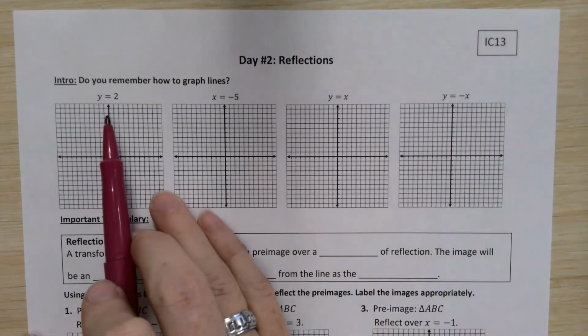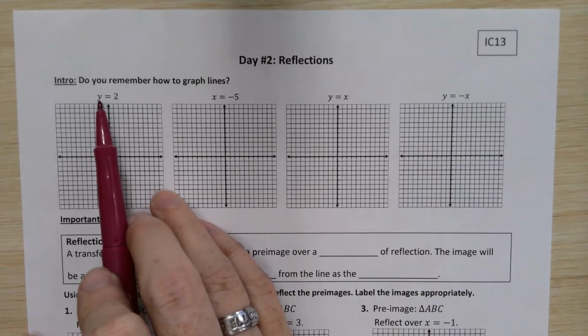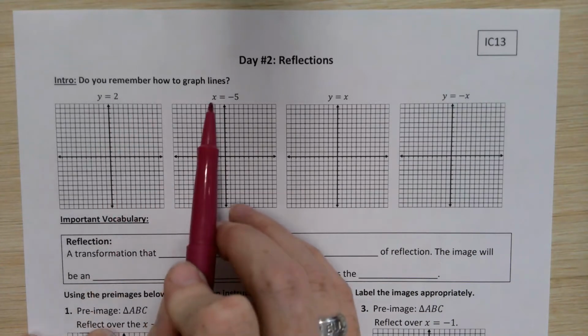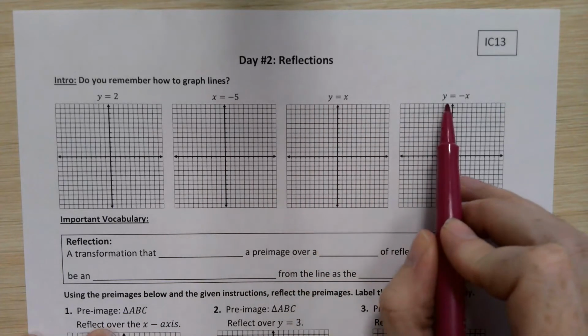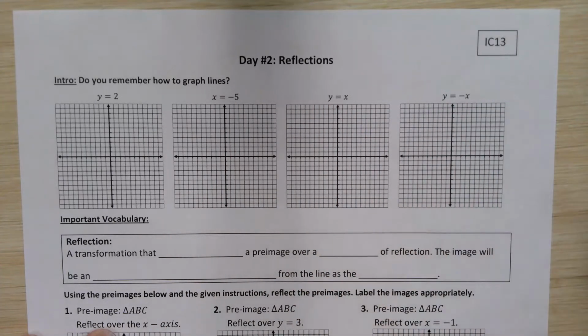So the lines that we're going to focus on using are lines that are y equal to a number, x equal to a number, y equal to x, and then y equal to negative x. So we're just going to take a quick algebra review here at the beginning to make sure that we're rock solid on what these different lines will look like.